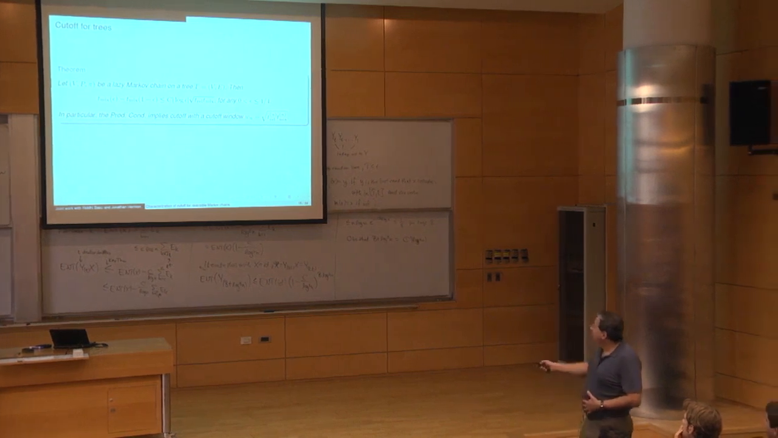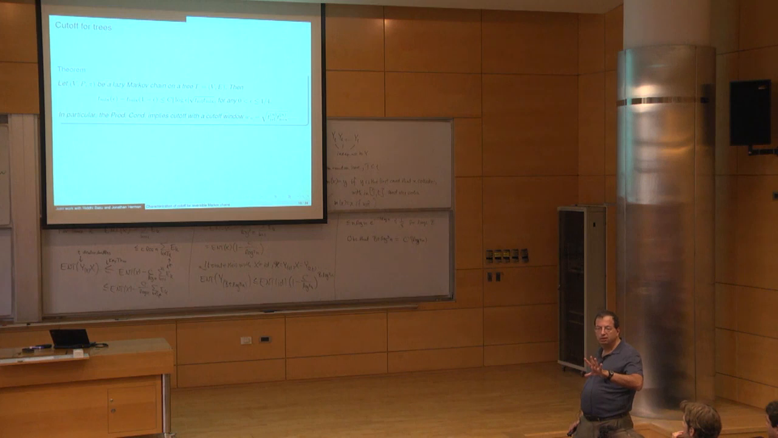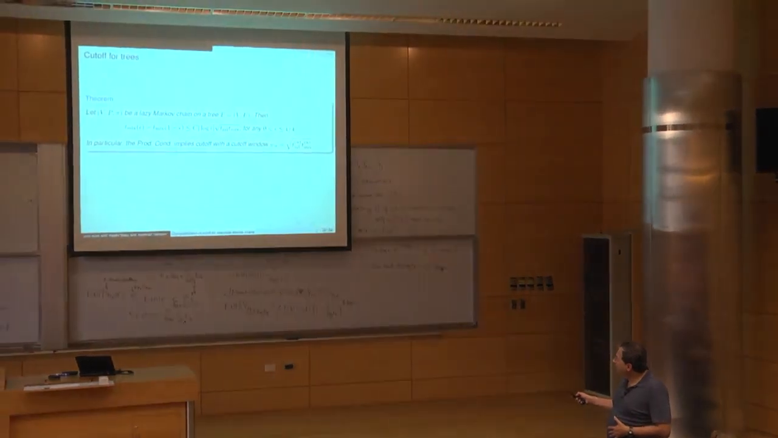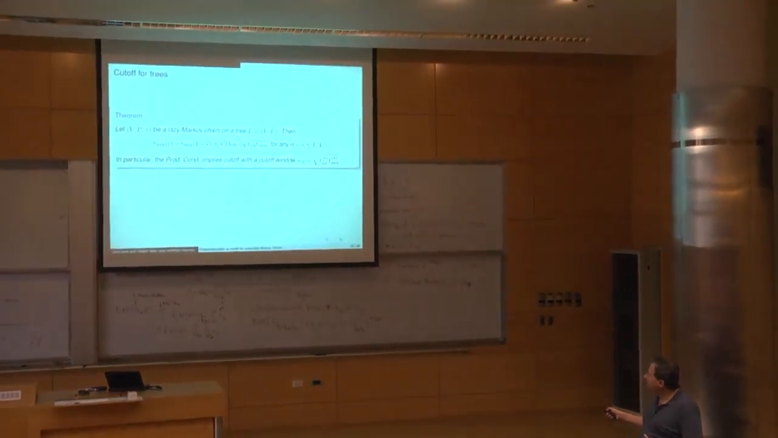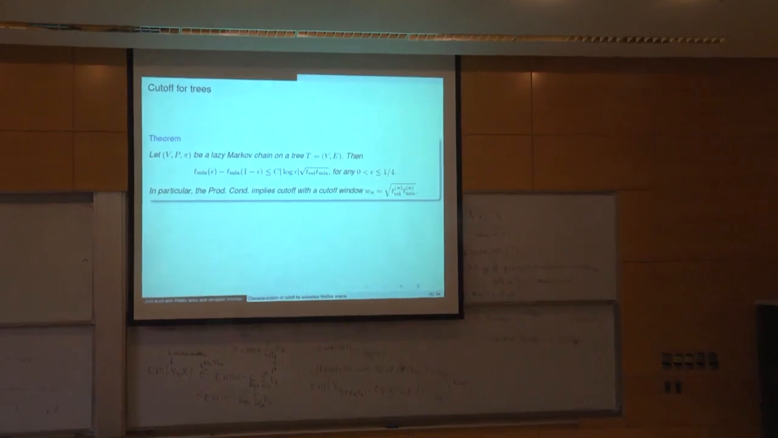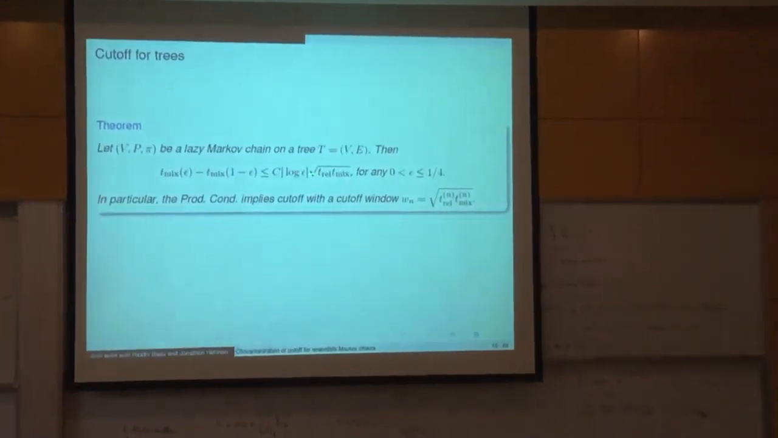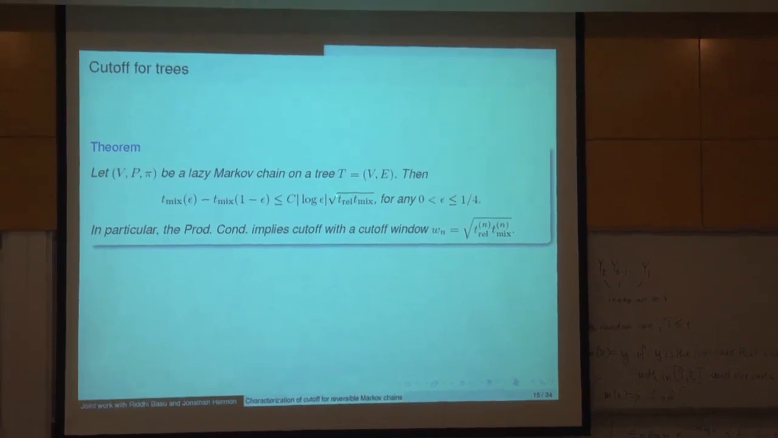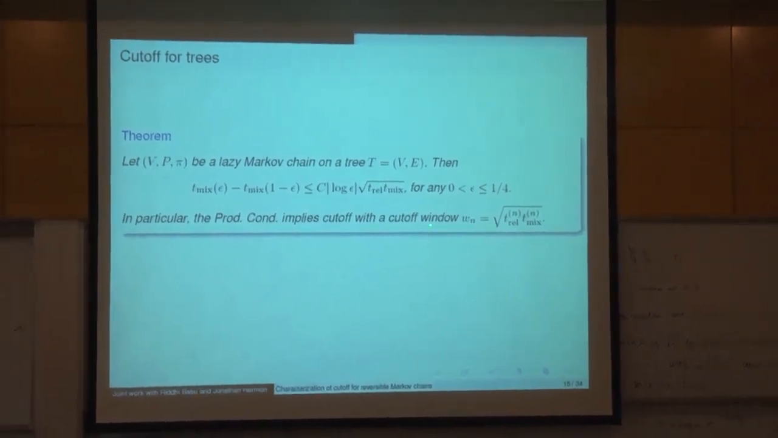And here is one statement. I'm stating it for nearest neighbor walk on a tree. We have any tree and any weights on the edges, then t_mix of epsilon minus t_mix of 1 minus epsilon can be bounded this way. The key thing is that what you have here is the geometric mean of the relaxation time, which is the inverse gap, and the mixing time.